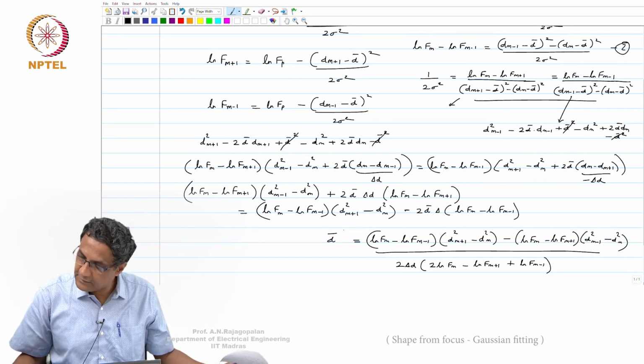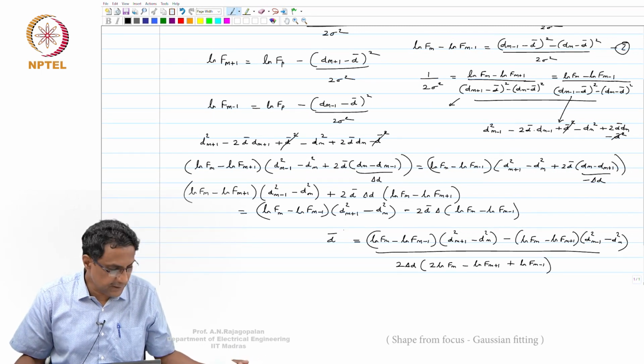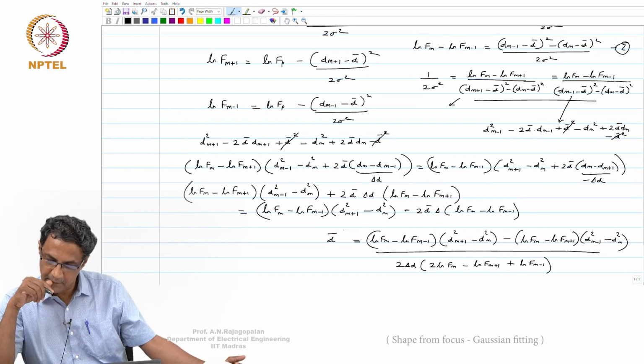ln fm minus d square m minus 1 minus d square ln fm minus ln fm plus 1. I'm just checking whether everything is okay. True, ln fm plus, oh, there is a minus ln f minus 1. What did I?